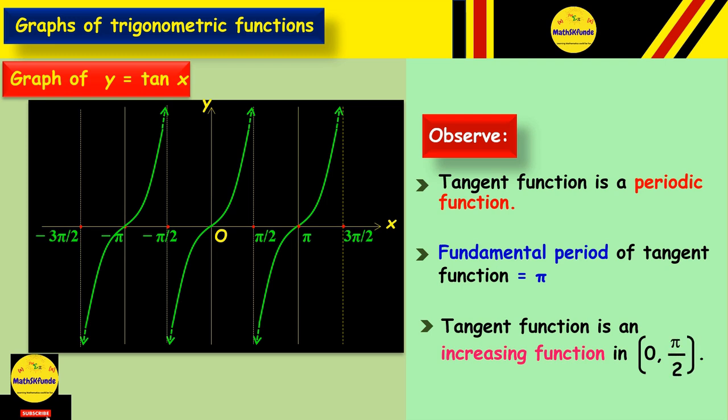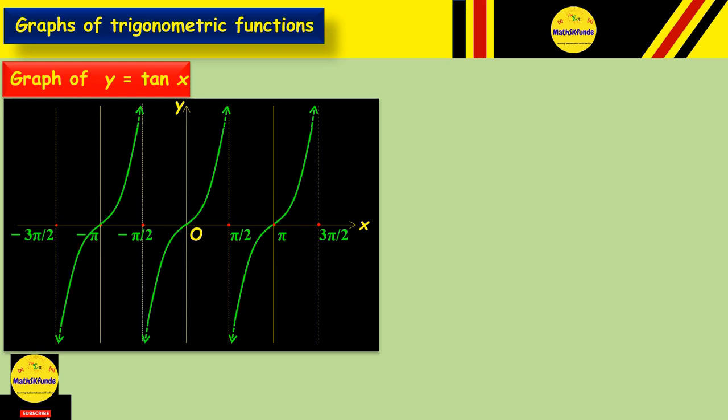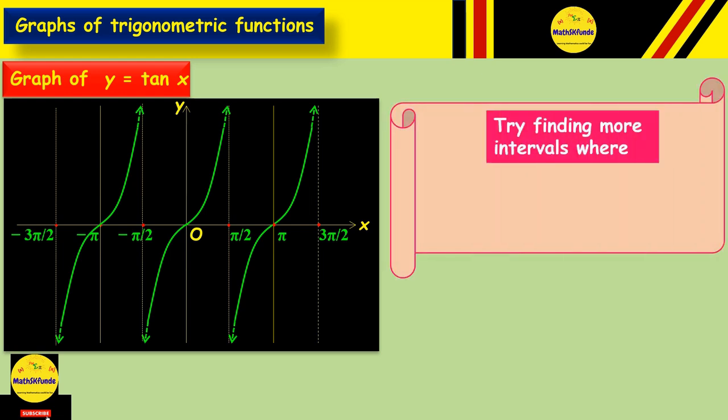Now, the tan function is an increasing function in 0 to pi by 2. What I see here is that the graph goes up. As values of x increase, values of y also increase. So, tan x is an increasing function. Now, why only in 0 to pi by 2? The graph is increasing in many other intervals also. So just try finding more intervals where the tan function is increasing.